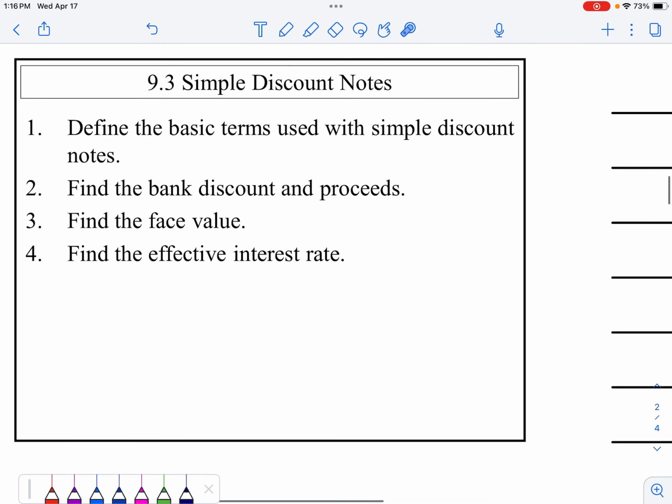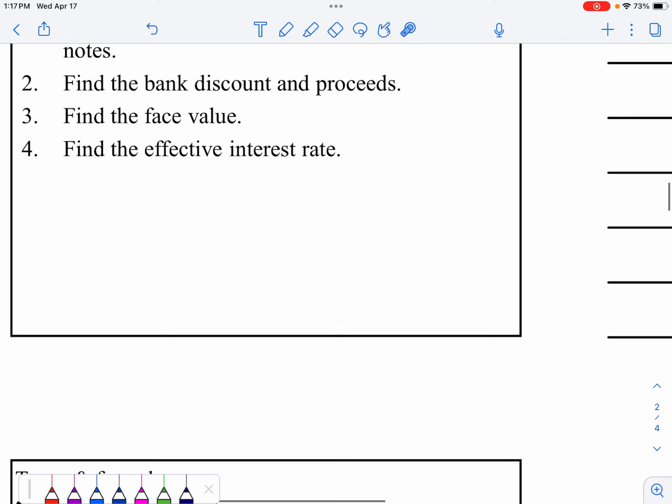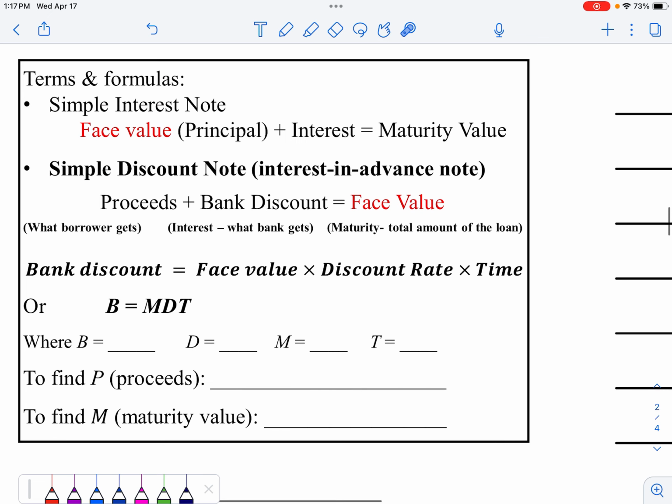In section 9.3, we will focus on simple discount notes. Hopefully after this lesson, you are able to describe basic terms that are associated with simple discount notes, including bank discounts, proceeds, and face value, etc., and then be able to find those. Let's jump into it. So here are some terms.